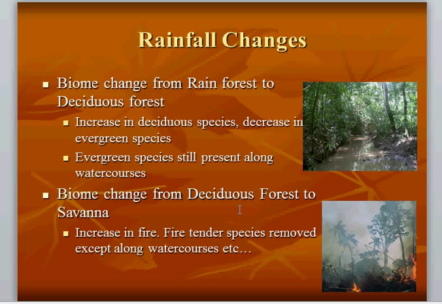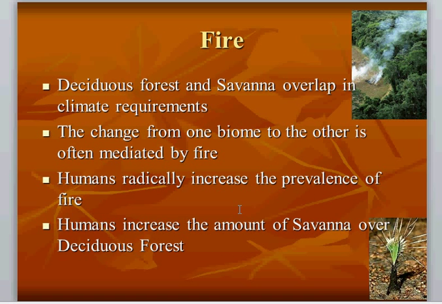So with increasing seasonality, humans will increase the amount of savanna over deciduous forest. Where there is an increase in seasonality, for instance, where it's predicted in Central America, parts of the Yucatan Peninsula, where there is now currently rainforest and deciduous forest, they become more seasonal, going to become more prone to fire, and may actually convert to tropical savanna over time as they get repeatedly burnt. Okay? So that's rainfall changes with climate change.